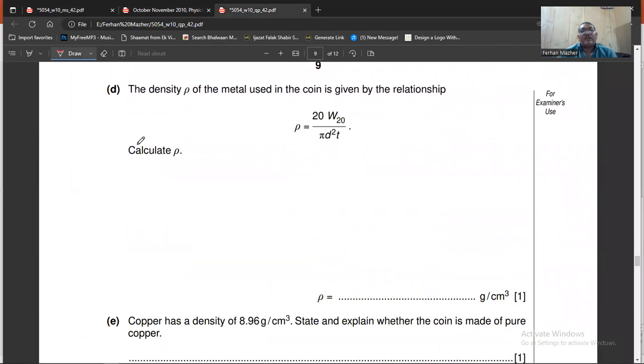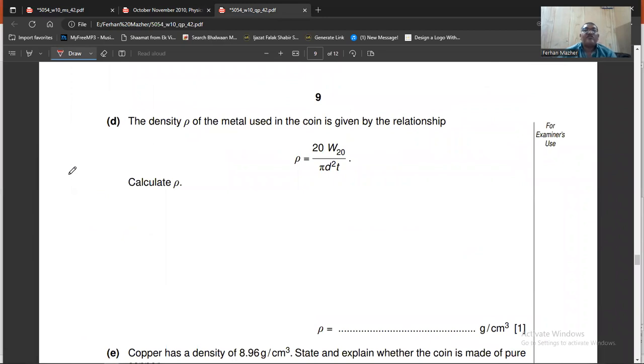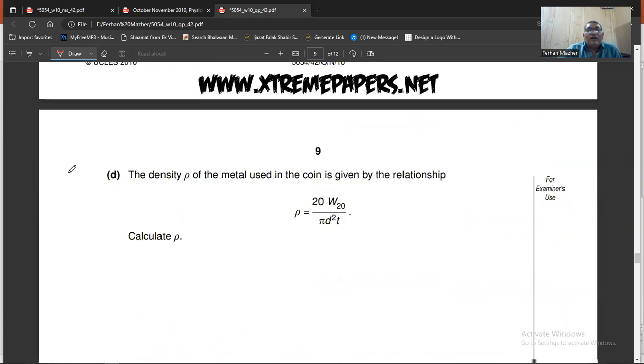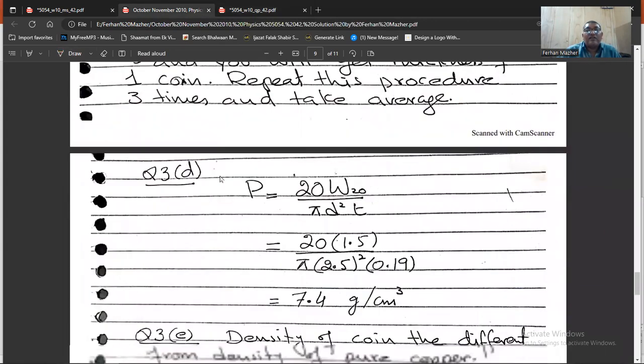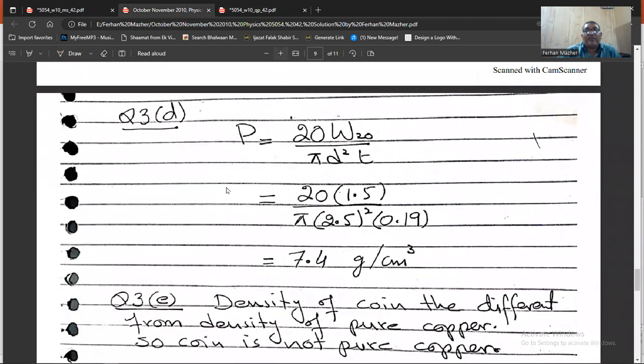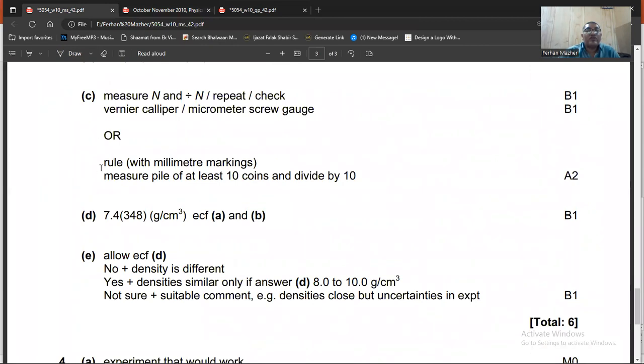It is question number 3, D part. They say the density rho of the metal used in the coin is given by the relationship 20 W20 divided by pi D square T. Calculate rho. We have the value of the D. Just put these values in. So here you go, we have done this and you can see 20 multiplied by 1.5 divided by pi divided by 2.5 square divided by 0.19, and you get 7.4 grams per centimeter cube. 7.4 grams per centimeter cube is the right answer.